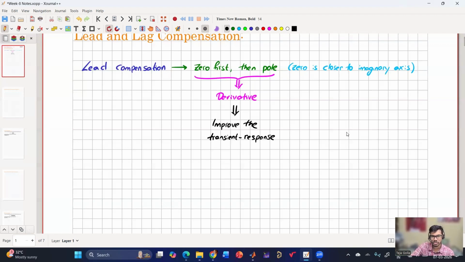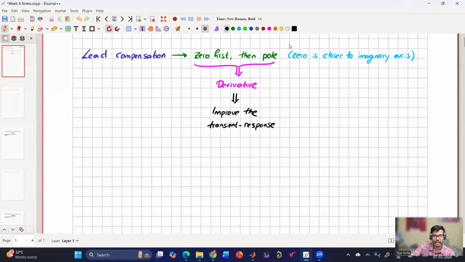So this is a logical way to remember, else we can get confused between what is lead and what is lag. This is the way I remember, and I hope it will be helpful for you so that you will not get confused between lead and lag, when to use lead, when to use lag, what is the final objective of lead compensation, and what is the final objective of lag compensation. So now if you come to lag compensation, it is just vice versa.